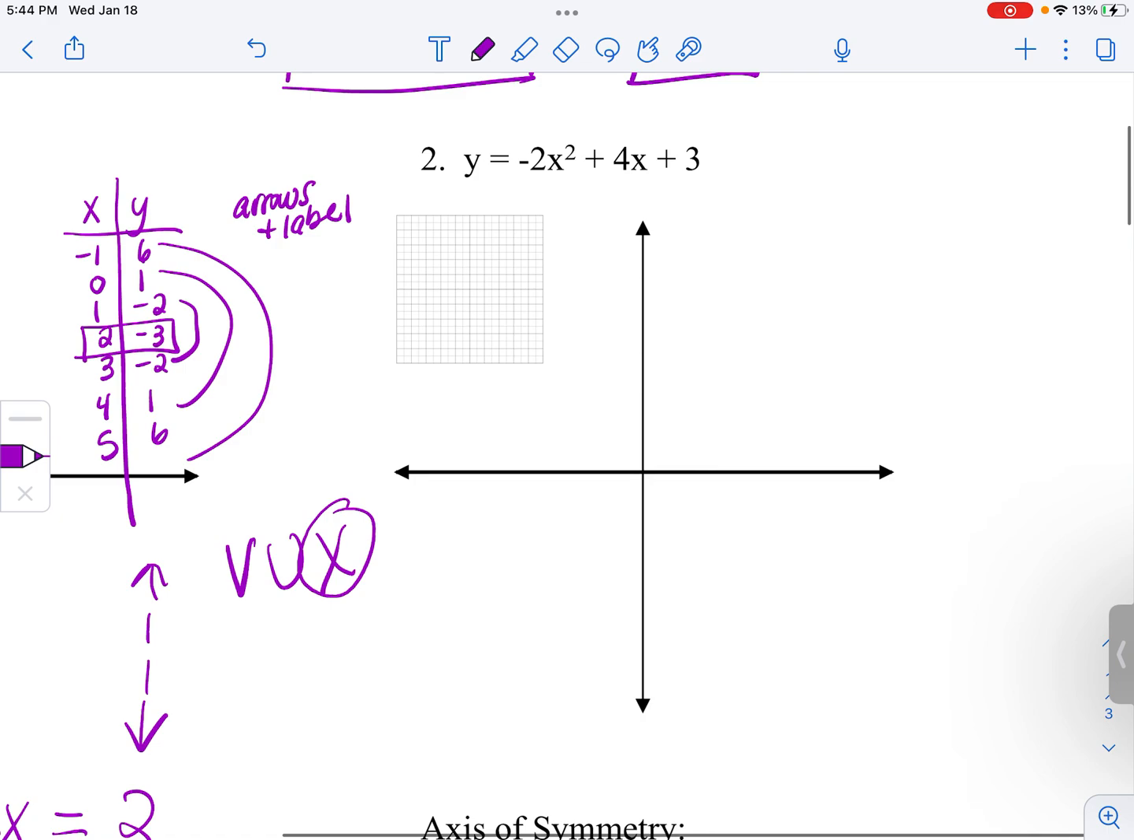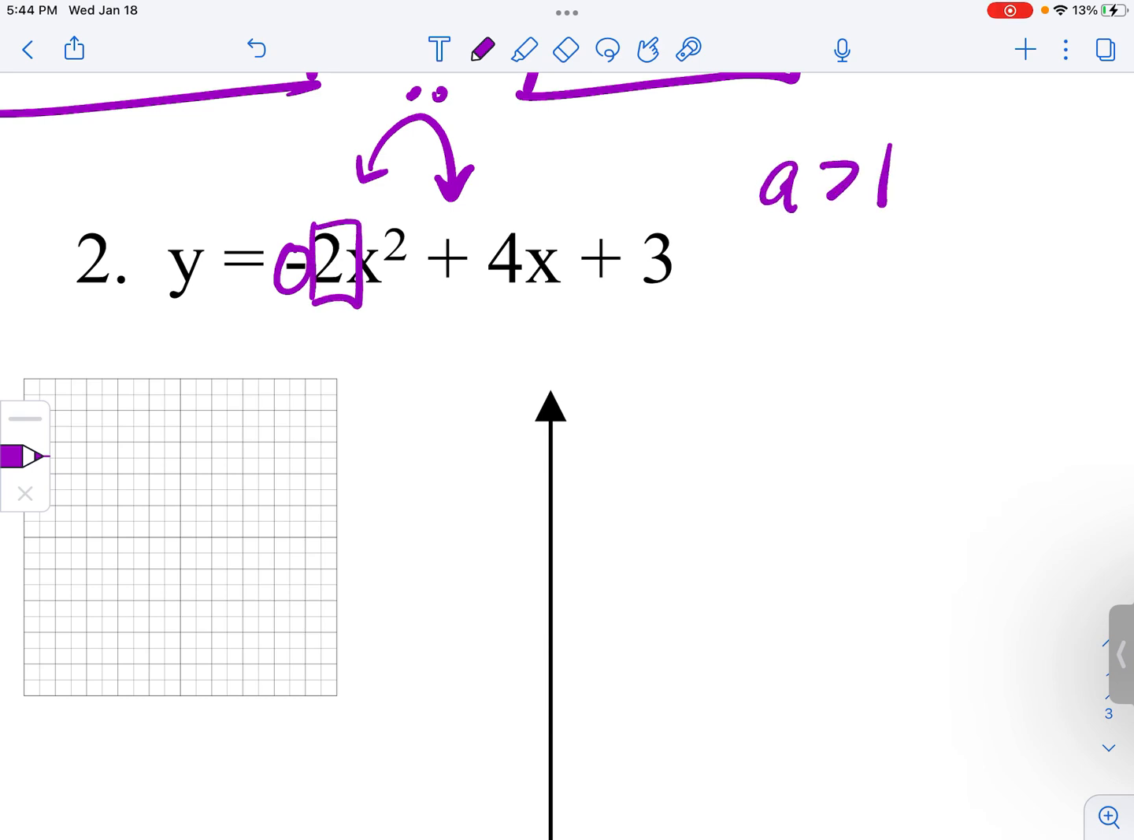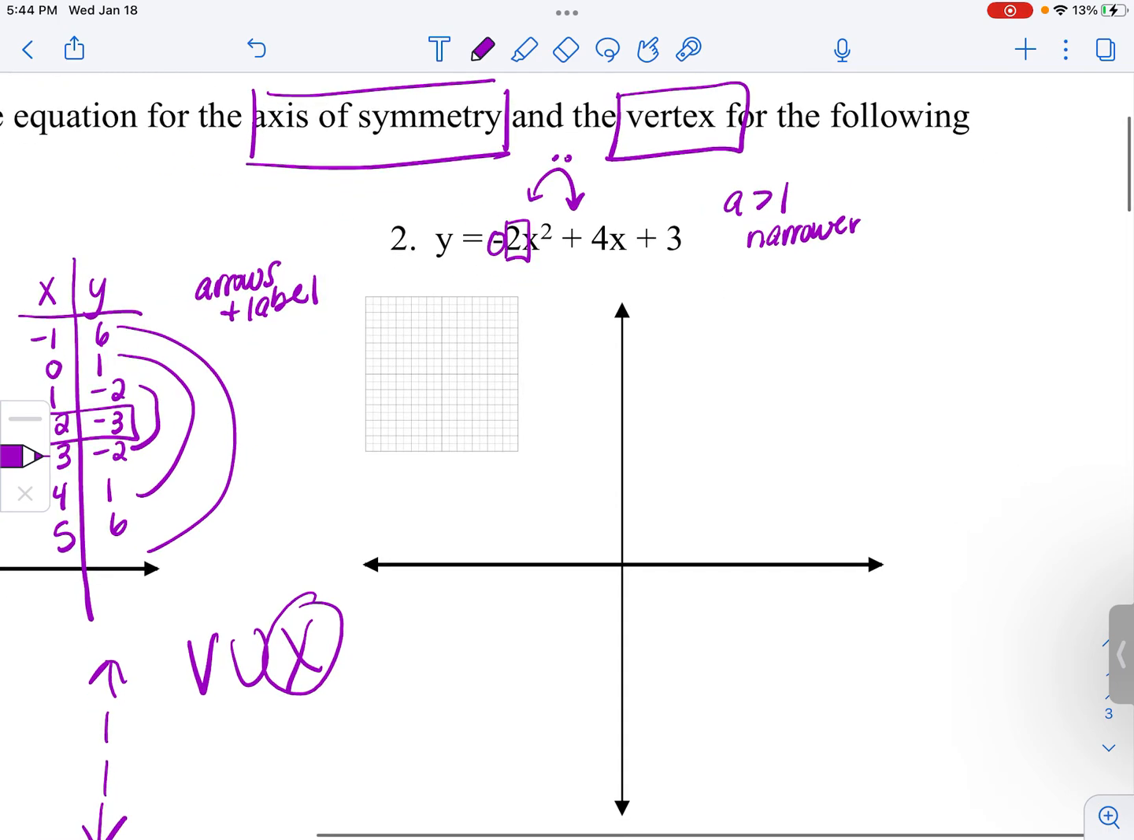Same idea. We're going to graph. Hopefully you all notice, oh, I have a negative. That means it's negative. So a negative person is sad. It's going to look like a frown face. And the 2, meaning a is greater than 1, means it's going to become narrower. Even though it doesn't seem like it makes any sense. It's getting bigger, why would it get narrower? But that's just how it is. Think opposite.